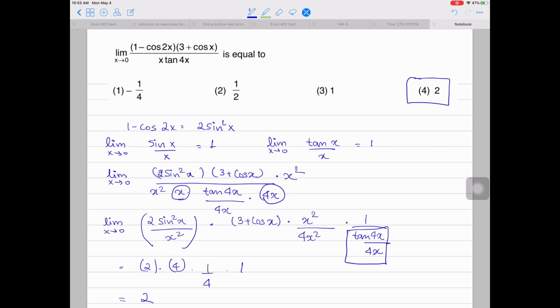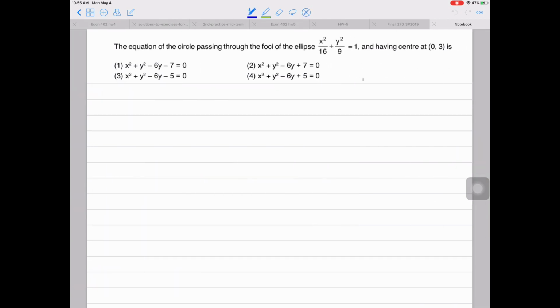Let's move to the next question. The equation of the circle passing through the foci of the ellipse x squared over 16 plus y squared over 9 equals 1 and having a center at (0, 3) is.